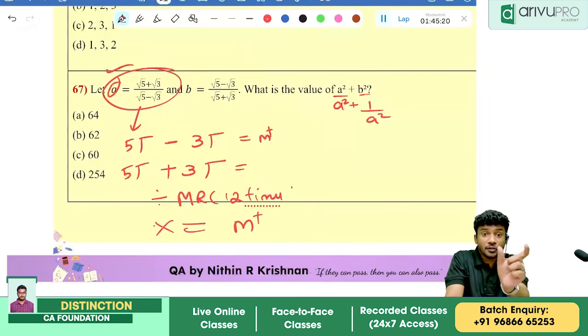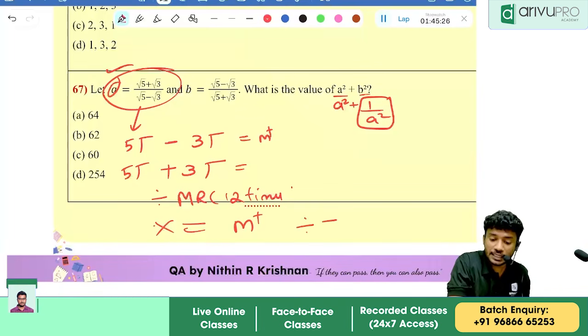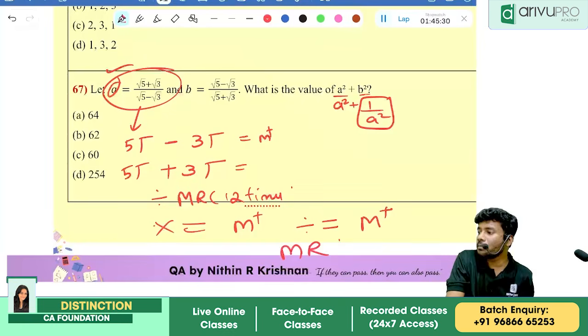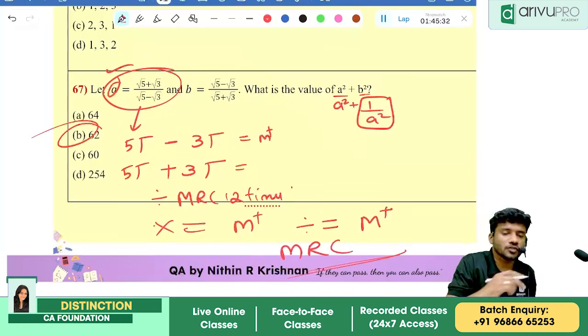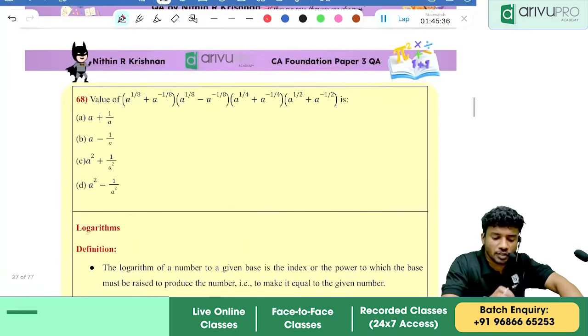Once that value is there on your calculator, you want the second term, right? Second term is nothing but inverse. So you will click again, divide equal to, and click M plus. Finally, MRC, you will get the answer of 62. Understood? Got it? Next question, people.